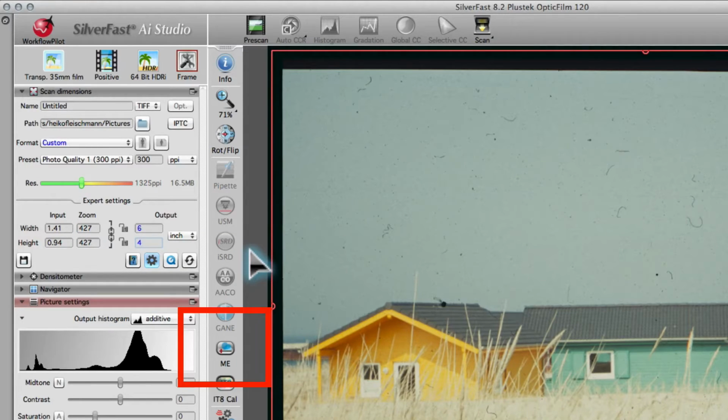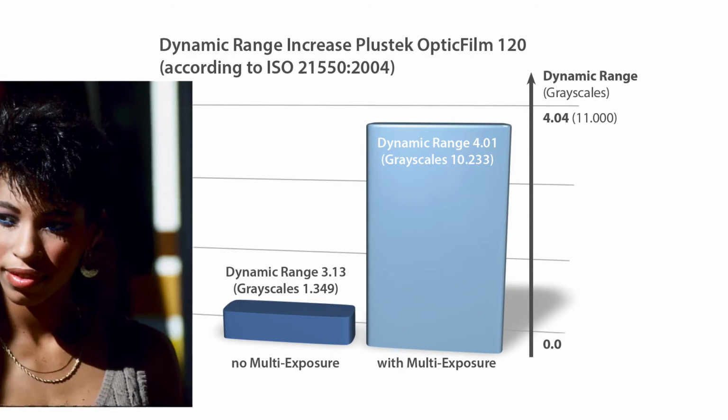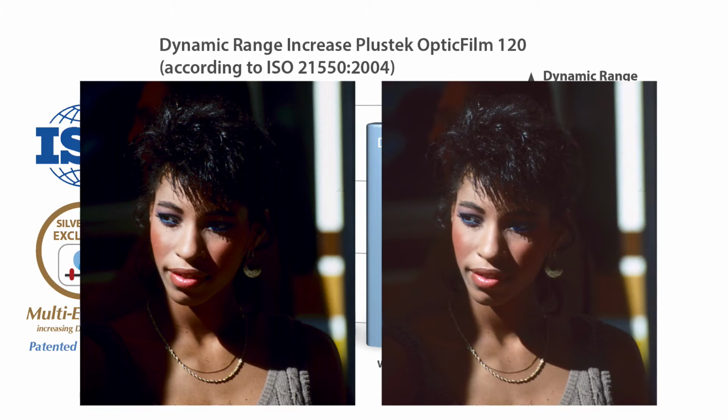We recommend that you activate multi-exposure for all of your scans. Multi-exposure increases the dynamic range and at the same time reduces image noise. This leads to richer details, especially in darker areas. In single scan mode, the Plustek Optic Film 120 discriminates more than 1,300 grayscales, whereas this number is greater than 10,000 in multi-exposure mode. On the left, you can see an image scan without. On the right, with multi-exposure.